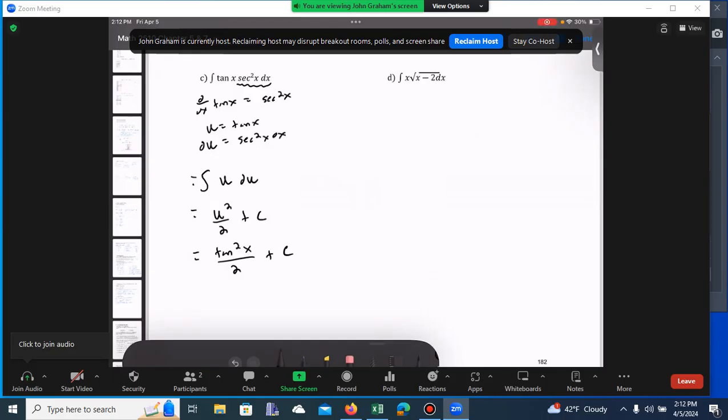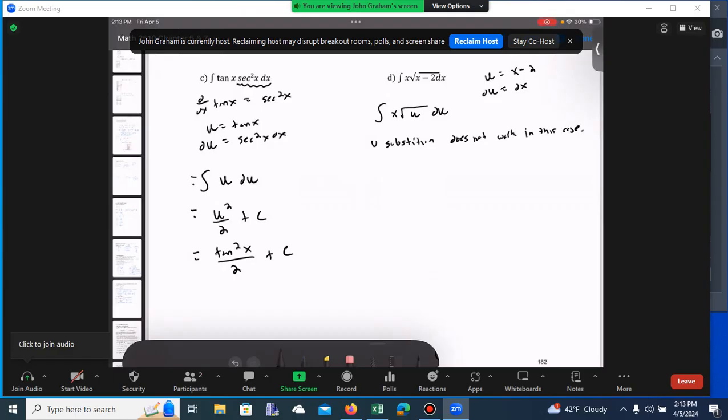But the next one, if we let u equal x minus 2 and du equals dx, we have a problem there. When we substitute this in, we'll have x square root of u du. There's no way to get that x out. Okay, so u substitution does not work in this case.